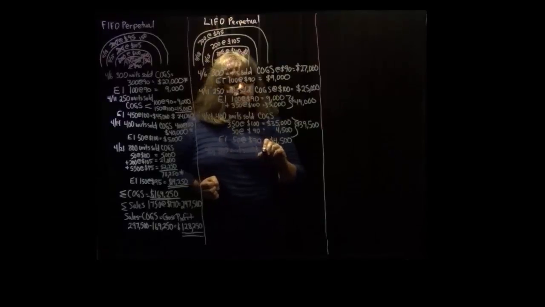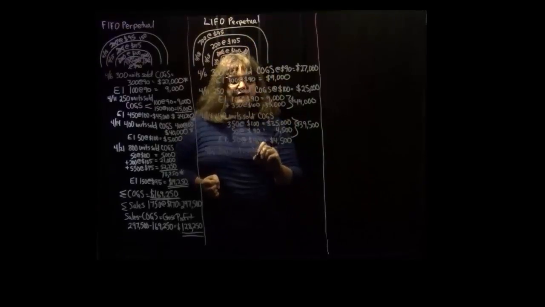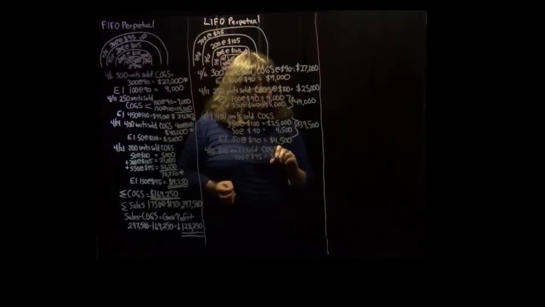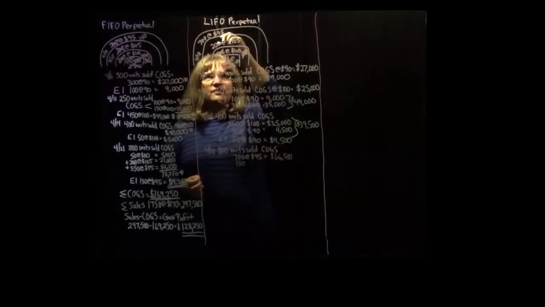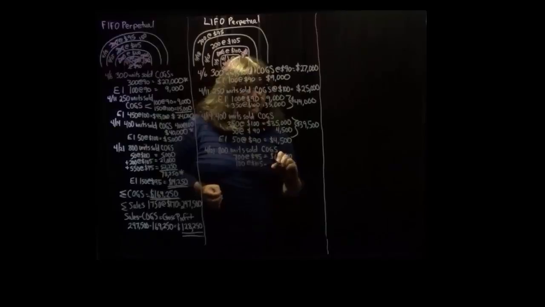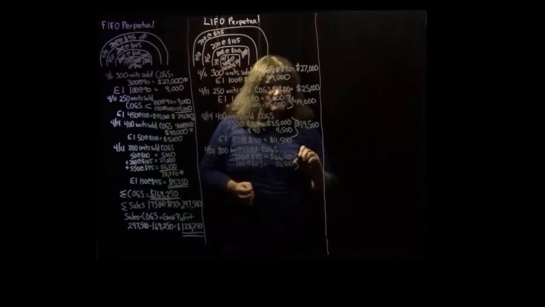And for our cost of goods sold, we're going to sell from the top, and so we're going to say that we had 700 that cost us 95. That's 66,500. And the other 100 that we sold were from the next layer down at 105. And so that would be 10,500, giving us a total cost of goods sold of 77,000.